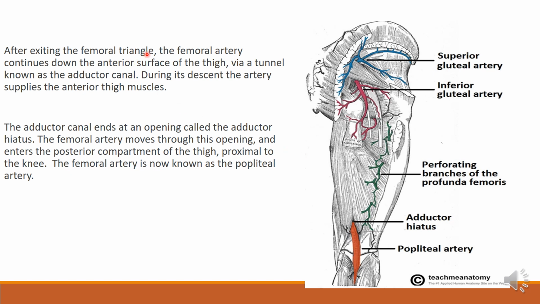After exiting the femoral triangle, the femoral artery continues down through the anterior part of the thigh through a tunnel called adductor canal. This is the adductor canal. This is the anterior part of the thigh. You cannot see the femoral artery here because it is enclosed in a tunnel called adductor canal. Then the opening of the adductor canal is called adductor hiatus. After passing the adductor hiatus, the femoral artery is called popliteal artery. Or popliteal artery is a continuation of femoral artery after it exits from the adductor hiatus.